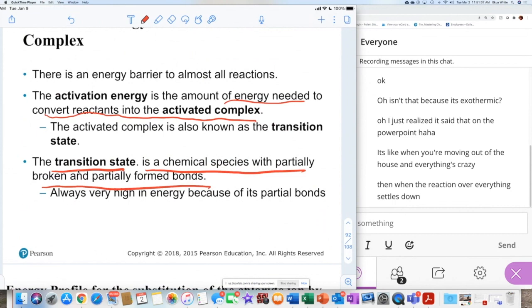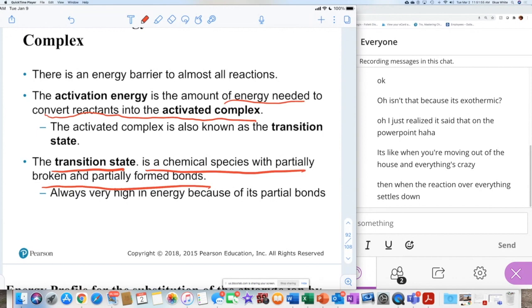So think about HGTV. During that last moment, right before the reveal, they're sweeping the last dirt and putting the carpet down and throwing the throw pillows on the chair. And right before the reaction is over, everything is settled and everything is calm, and the reaction is over.